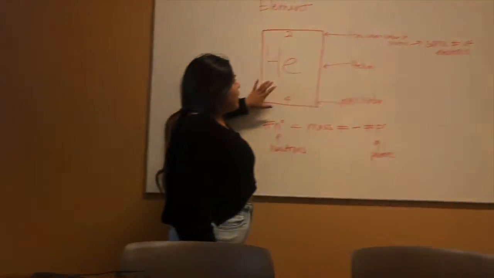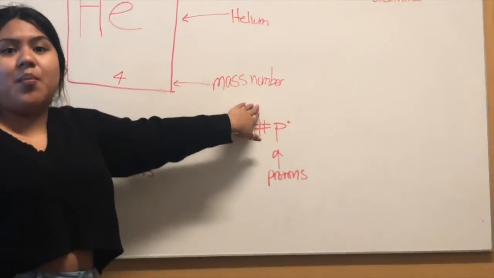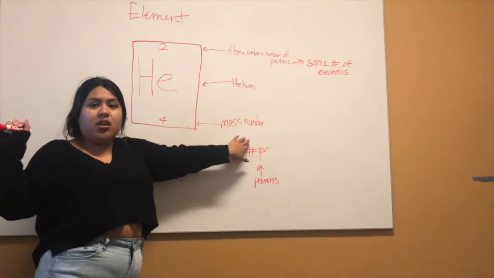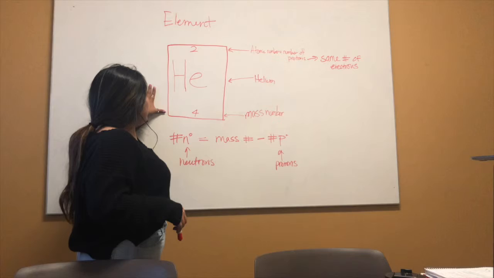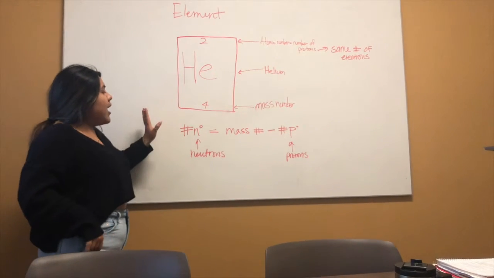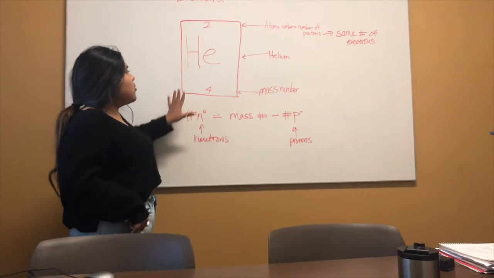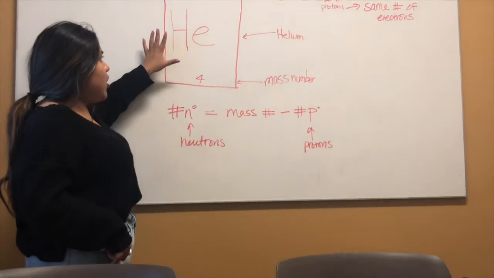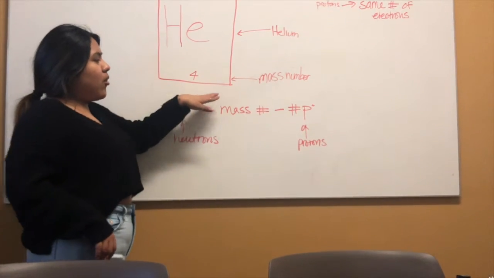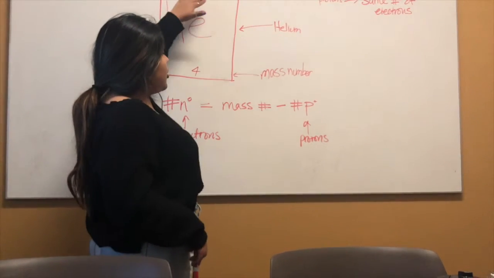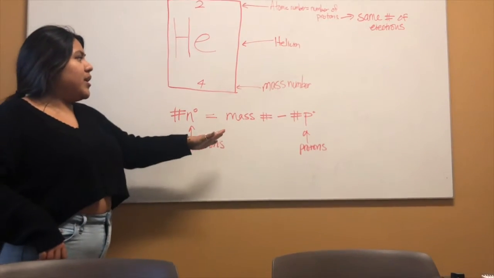And then we have the number on the bottom. The number on the bottom is always going to be the mass number. So all of the elements on the periodic table have a mass on the bottom, and that's what the element weighs. And then to get the number of neutrons, you just use the numbers you have in your element. For example, here you would subtract the number of protons, which is 2, from the mass. That gives you the number of neutrons, which in this case would be 2.